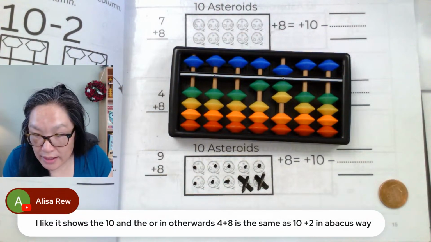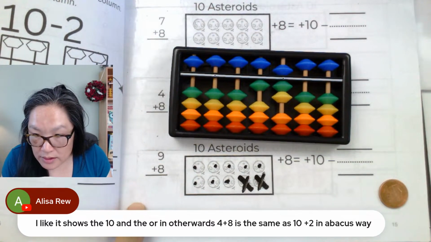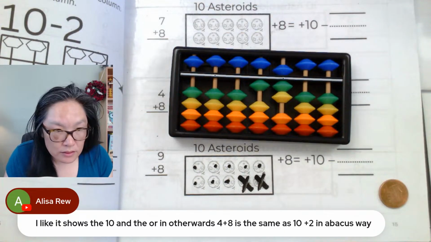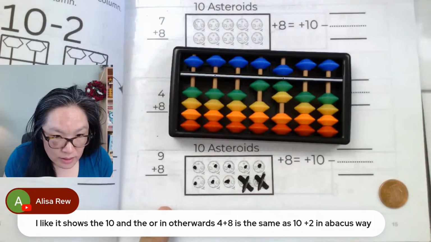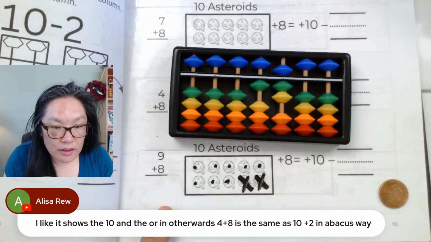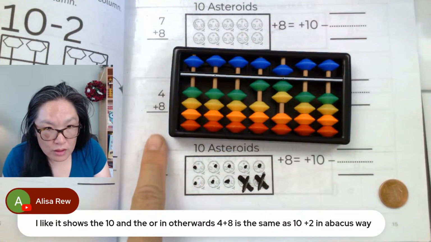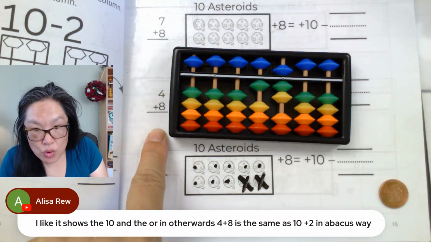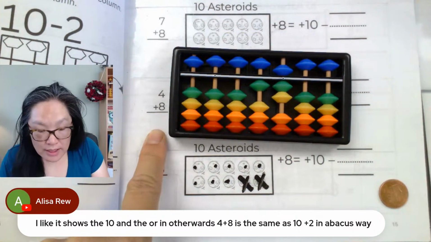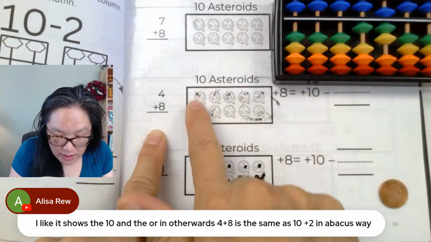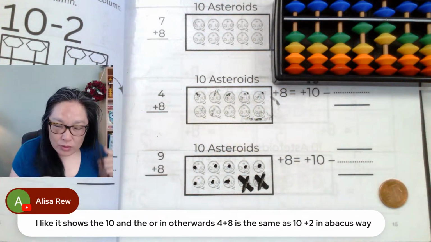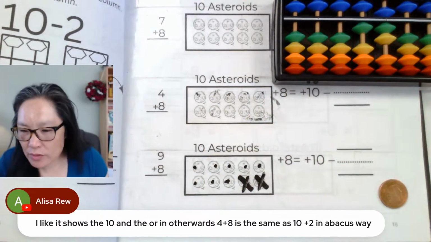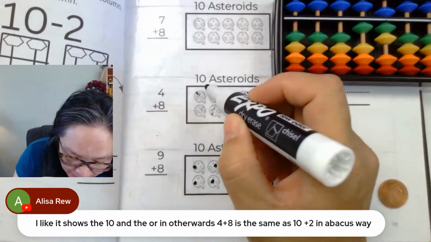I like that it shows the 10 and, in other words, the 8. It's the same as the abacus way. I like it. It shows the 10, and in other words, 4 plus 8 is the same as 2 plus, yes. Yeah. And so this was supposed to mimic a 10 frame. In abacus world, we don't use 10 frames, but I know in mainstream they use 10 frames.